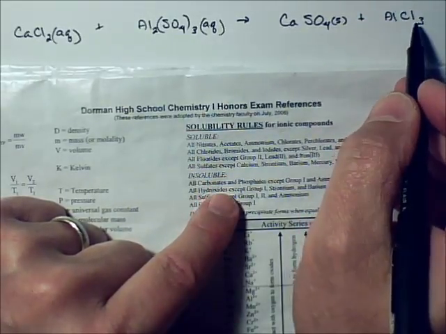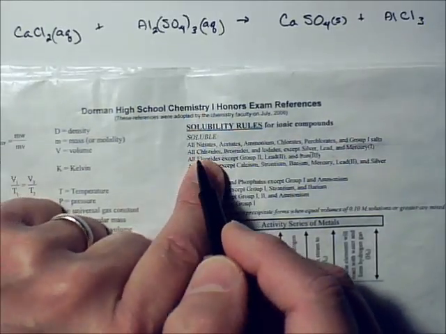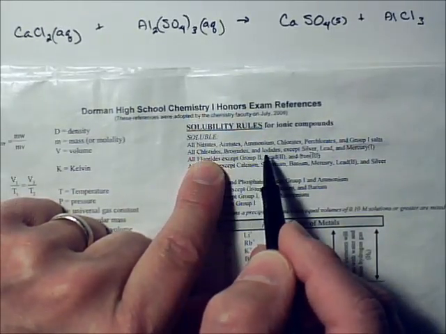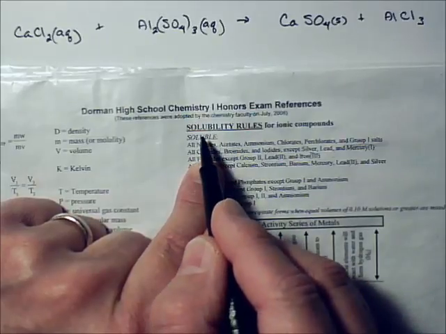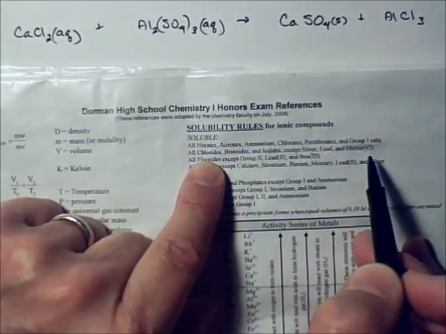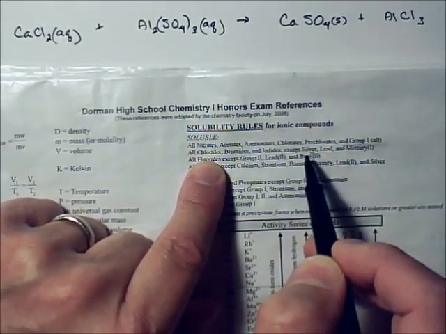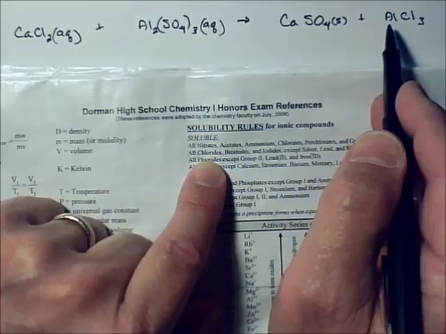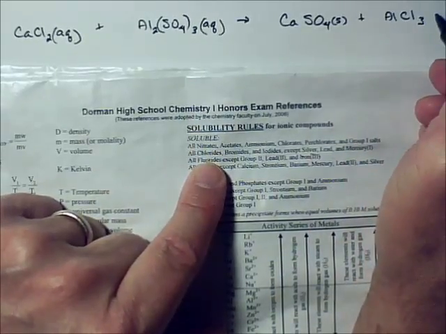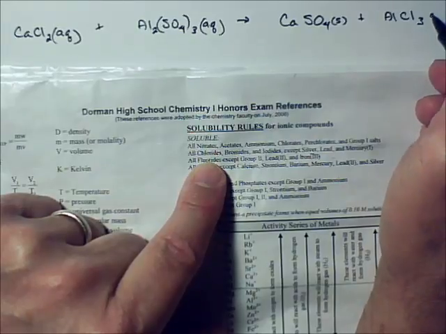Alright, let's find out about aluminum chloride. Aluminum is not mentioned in the solubility rules, but chlorines are. All chlorides, bromides, and iodides are soluble. So if there's water around, it's going to be aqueous unless it is an exception. Well, this is aluminum, and these three exceptions, silver, lead, and mercury, is not one of the exceptions. So this is going to be what? Aqueous.